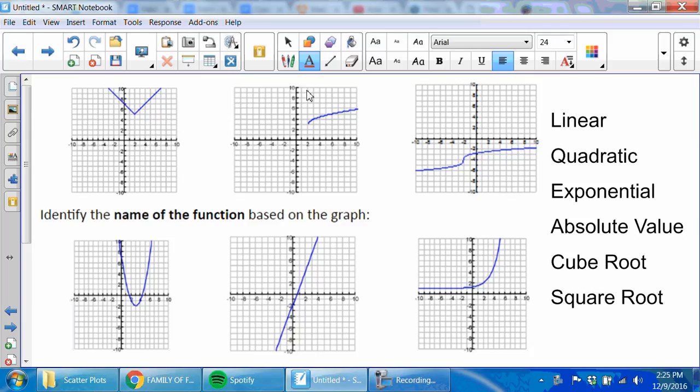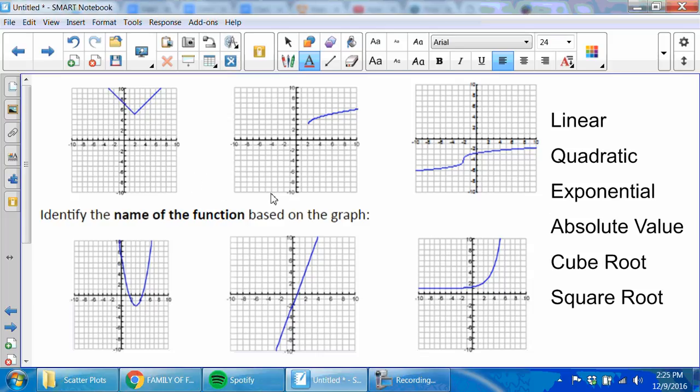For this video, we're going to talk about family of functions, their names, their graphs, and their equations. For this set, we're going to look at graphs. Here's the 6 family of functions you need to know: linear, quadratic, exponential, absolute value, cube root, and square root. These are not what we would call the parent functions. The parent functions are when h and k are both 0. These parent functions are moved, but you can still see the overall function.